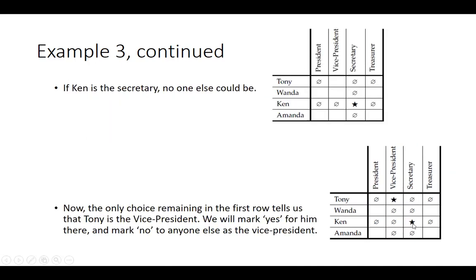So we mark that Ken is secretary. And if Ken is the secretary, no one else can be. So no's for Tony, Wanda, and Amanda. Now we notice in the first row, in the Tony row, the only thing available now is vice president. So we mark Tony a yes for vice president and fill in the no's down the column. Because if Tony is the vice president, no one else can be.